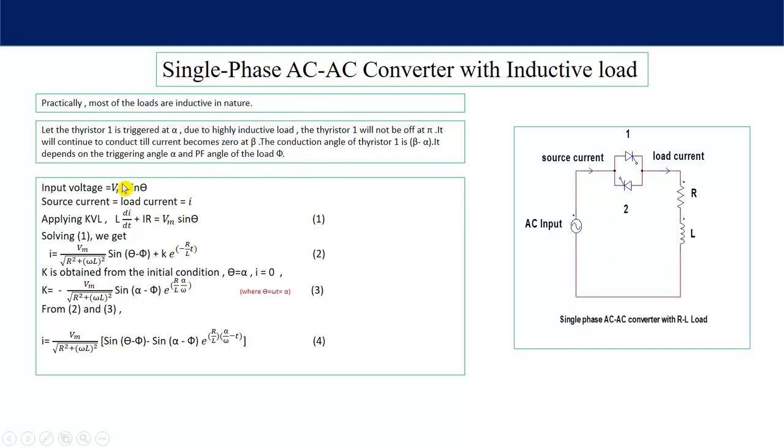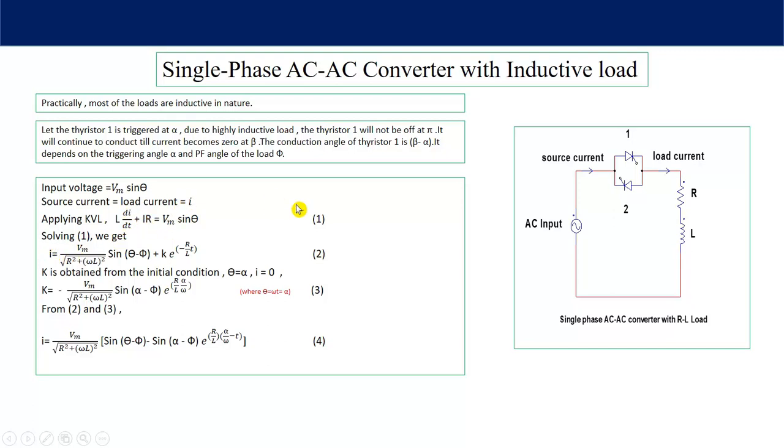Let's take the input voltage as Vm sin theta. As it is a series connection, the source current is equal to the load current; assume it as i. So applying KVL, L di/dt plus i R is equal to the supply voltage. So here you can see L di/dt plus iR is equal to Vm sin theta. Here i is the small i.